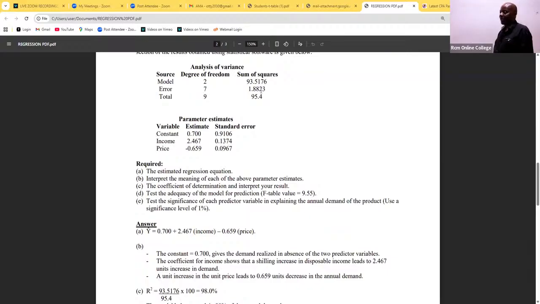E, test the significance of each predictor variable. They want me to get the T values. Get the T from the T tables, and then I get the T ratios myself. So I have to get the T ratios from this coefficient divided by the standard error. So I believe, ladies and gentlemen, this being our day one, that can be your homework.